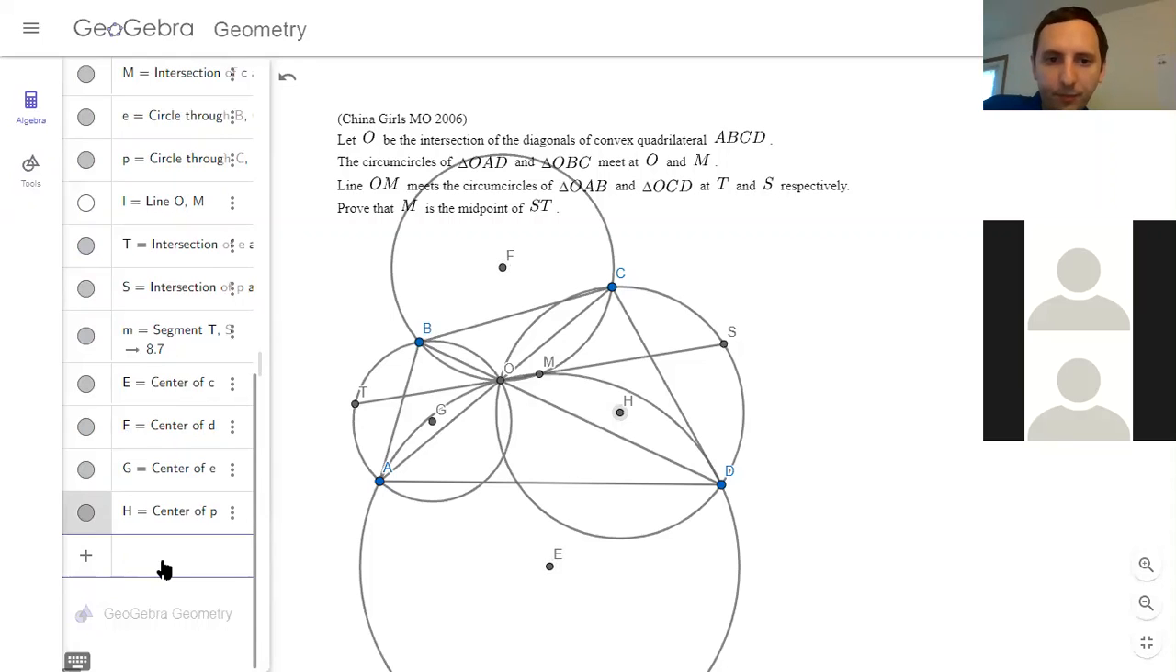MBD is similar to MCA. Yeah. So MBD is similar to MCA and MBC is similar to MAD. So we have a lot of similar triangles here. Maybe invert at O. That would be cool. Another inversion solution. Hold on just a second though.